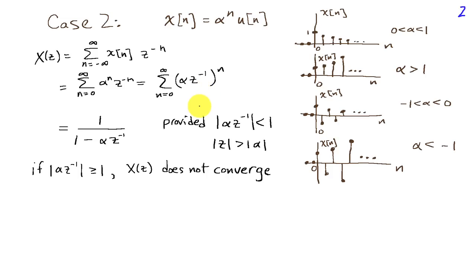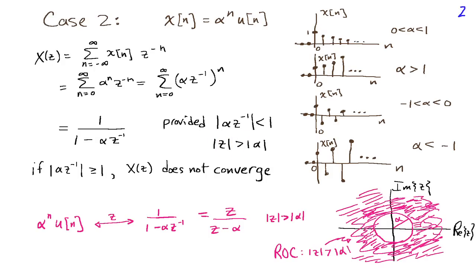So our condition for convergence is that we can only apply this to values of z whose magnitude is greater than the magnitude of alpha. So this gives us our second z-transform pair, in that alpha to the n times u of n has z-transform 1 over 1 minus alpha z inverse, or if we do a little bit of algebra, we can write that as z over z minus alpha. And this applies provided the magnitude of z is greater than the magnitude of alpha.